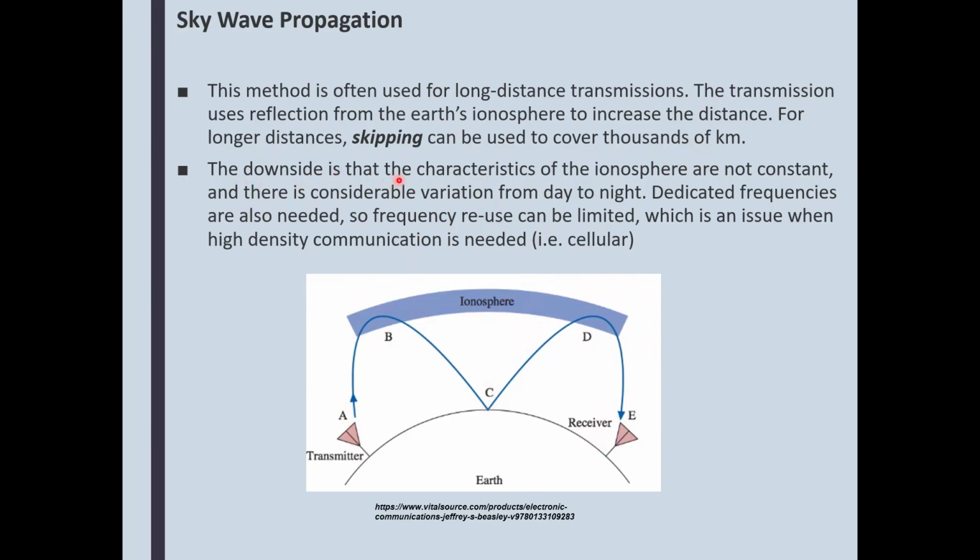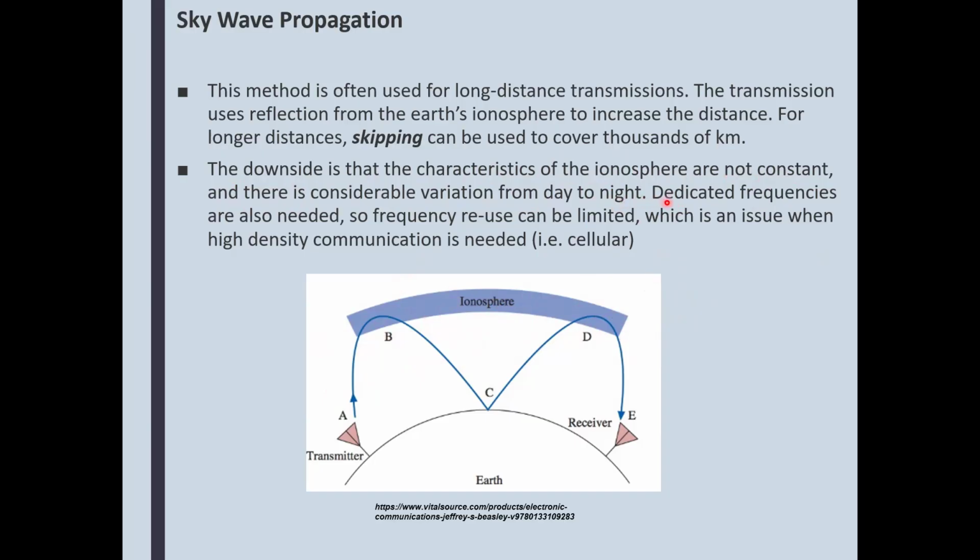The downside of that is that the characteristics of the ionosphere are not constant. It is at all times evolving, changing. The ionosphere takes a different shape, different strength, different height sometimes, different intensity, and sometimes it disappears, and other layers appear, and some layers disappear. So the characteristics of the ionosphere are not constant, and there is considerable variation from day to night.